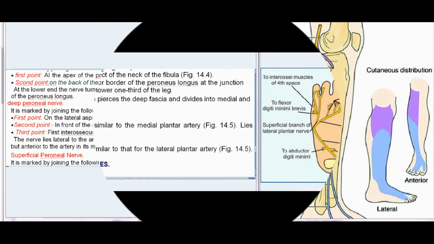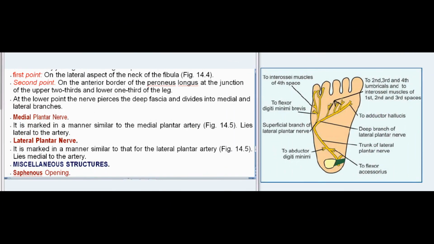Superficial peroneal nerve. It is marked by joining the following 2 points. First point, on the lateral aspect of the neck of the fibula, Fig 14.4. Second point, on the anterior border of the peroneus longus at the junction of the upper 2/3 and lower 1/3 of the leg. At the lower point the nerve pierces the deep fascia and divides into medial and lateral branches.